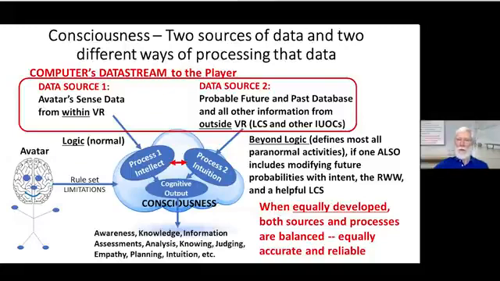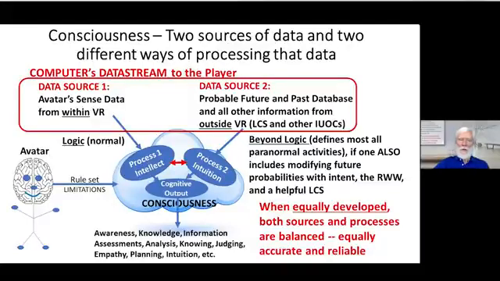Data source two is everything that's in consciousness, all the information in consciousness. So far, we've only talked about a couple of things. That's why I have them listed: the probable future and past databases, and all other information from outside the VR. That means from consciousness, from other IUOCs, from the larger consciousness system, everything that's on that net we talked about. That data comes in process two through the intuition.